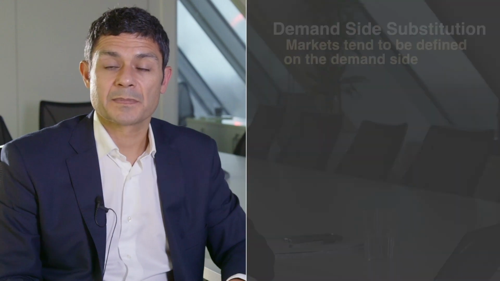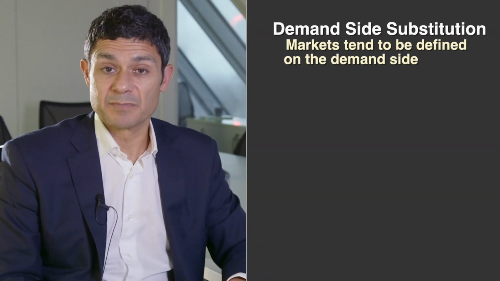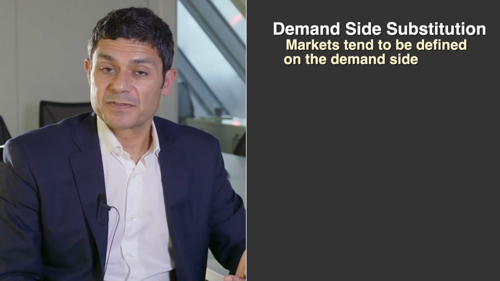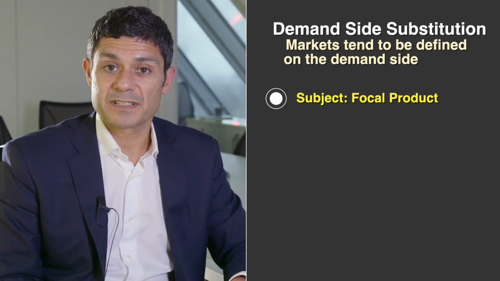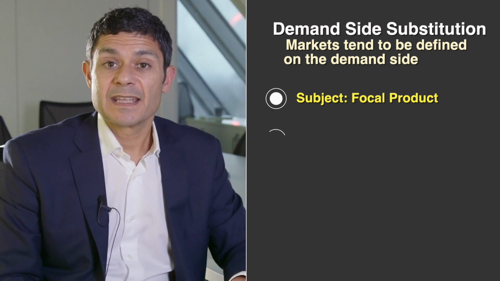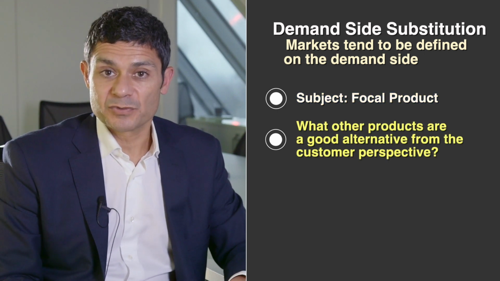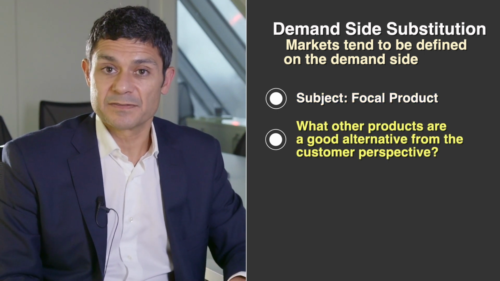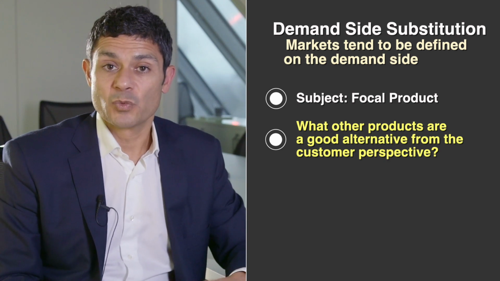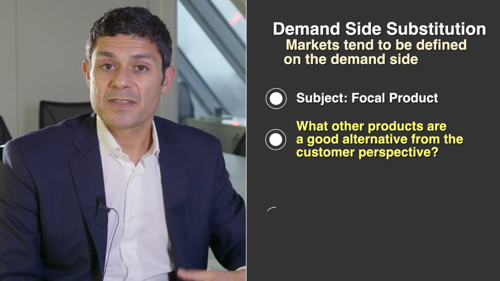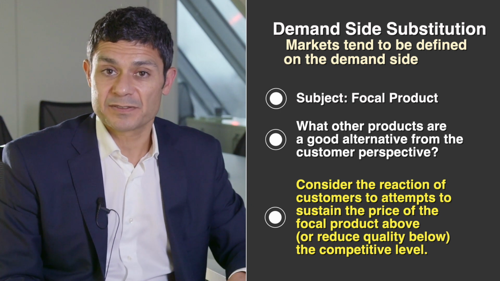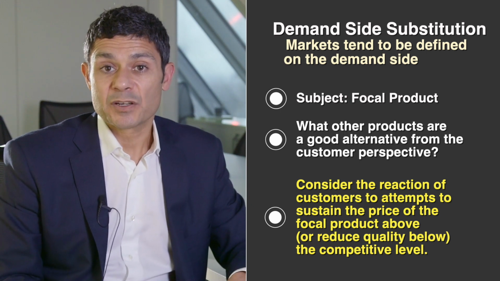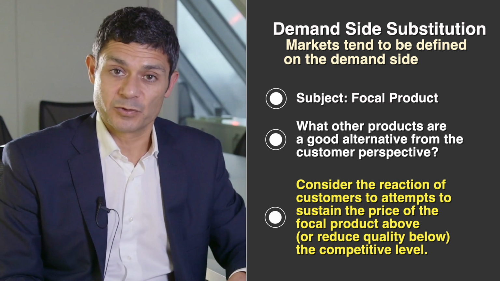I'm now going to talk about demand-side substitution. Markets tend to be defined on the demand side. We proceed as follows. We think about the focal product, that is the product that is the subject of the investigation. What we're interested in is what other products consumers or customers consider to be good alternatives to the focal product. And the way we answer that question is by thinking about how customers would react to a small but significant increase in the price of the focal product or an equivalent reduction in the quality of the focal product.